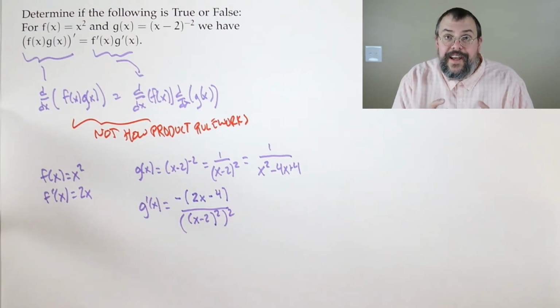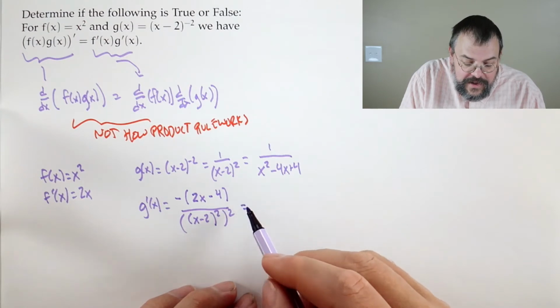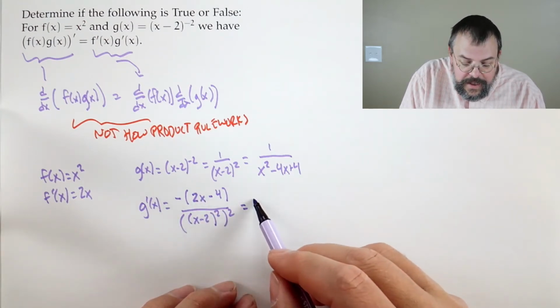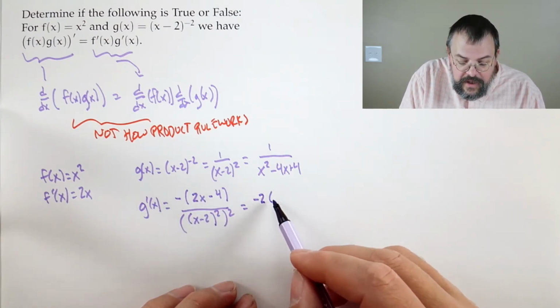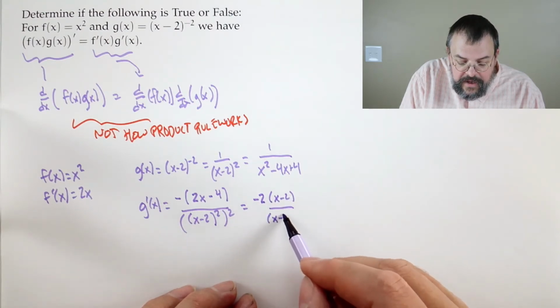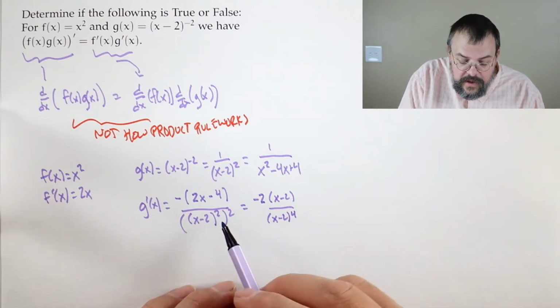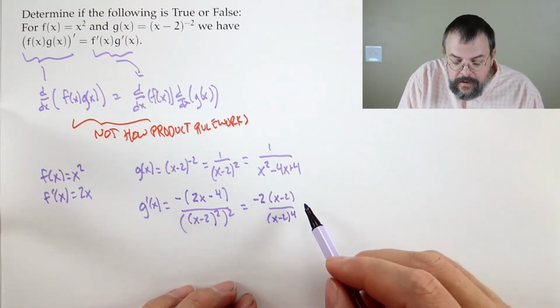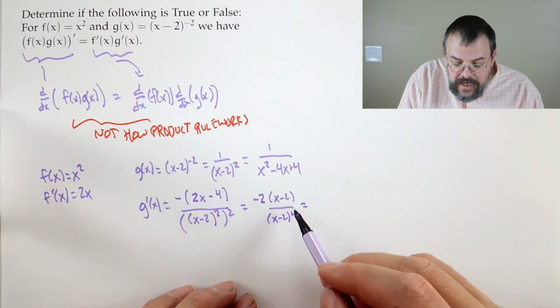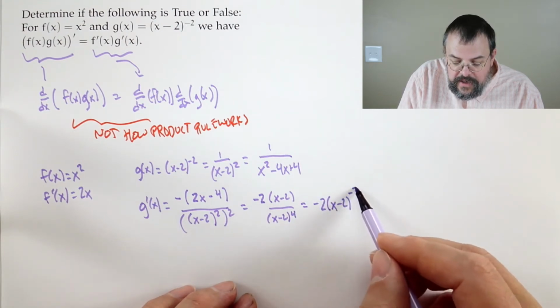Now, on a side note, let's actually make a cute little observation here. So if I pull the 2 out, what do we get? So minus 2, and then it would be x minus 2. Downstairs it would be x minus 2 to the 4th, because squared to the 4th. You multiply the powers. So now you subtract the powers, minus 2 times x minus 2 to the minus 3.